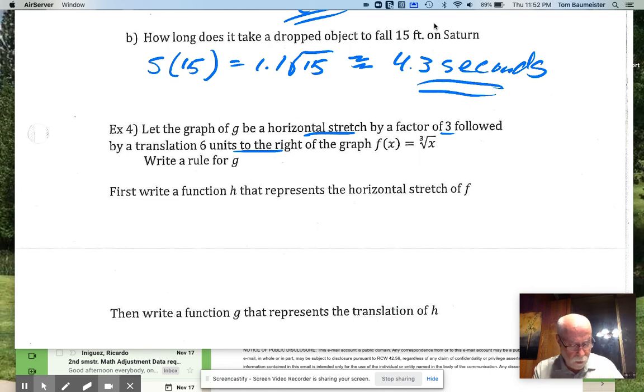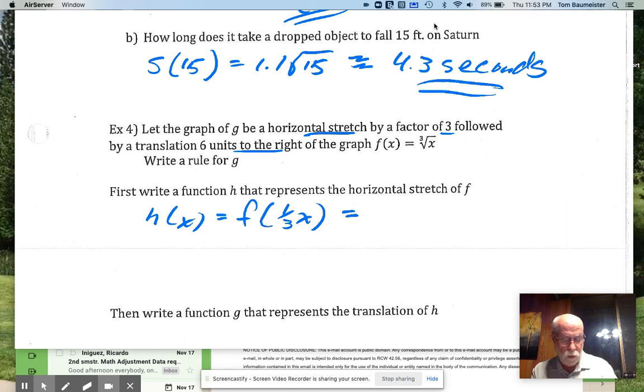I keep telling you your book likes to use h first. So it says first write a function h that represents the horizontal stretch of f. So remember our h of x is going to be f of 1/3 of x. So it's saying wherever I see the x, I'm going to replace it with 1/3 x. So in this case, it's just going to be the cubed root of 1/3 x. There's your h of x.